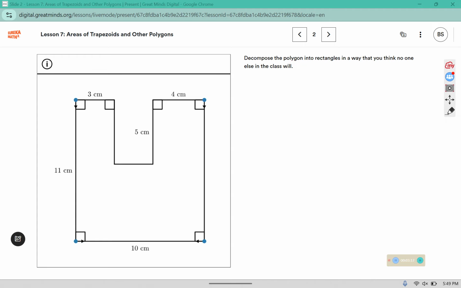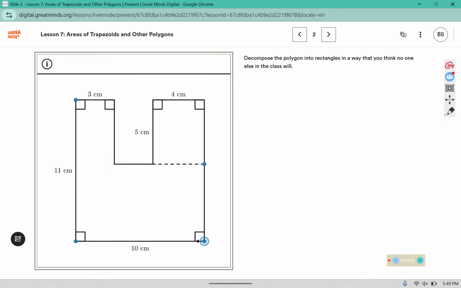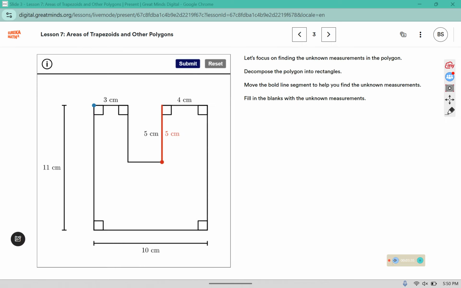Slide 2 says decompose the polygon into rectangles in a way that you think no one else in class will. Maybe we're going to make it into many small rectangles rather than 3 larger rectangles. Slide 3 says let's focus on finding the unknown measurements in the polygon. Decompose the polygon into rectangles. So let's start there.